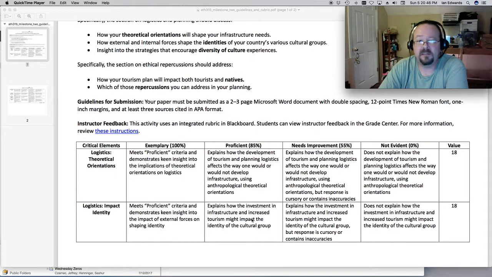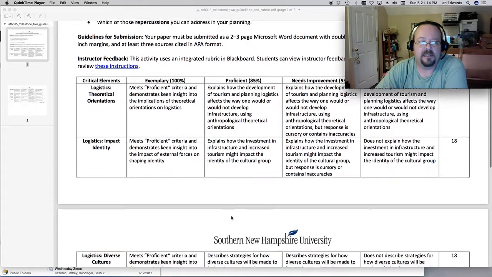You can also think of internal forces. Belief systems is a good one. National ideologies. Like here in the U.S., we're a capitalistic society. We're all about time is money. Might that sort of thing have an impact on your group? And you'll see that it has a couple of different parts here.